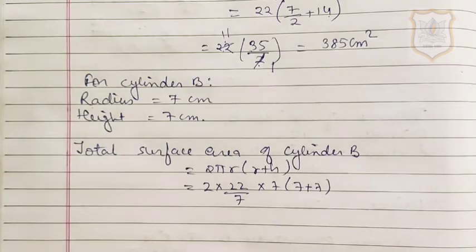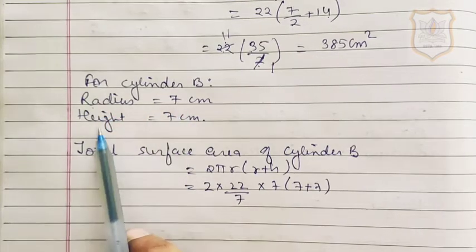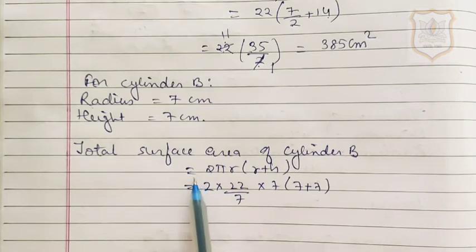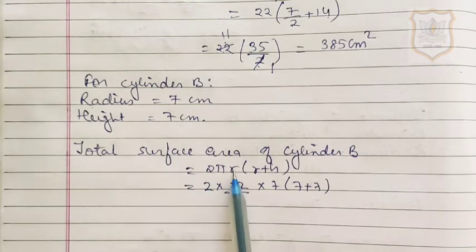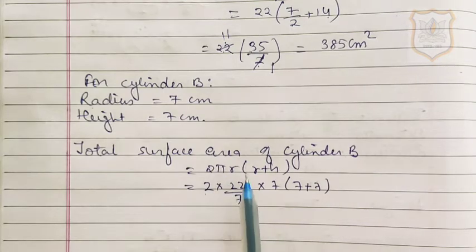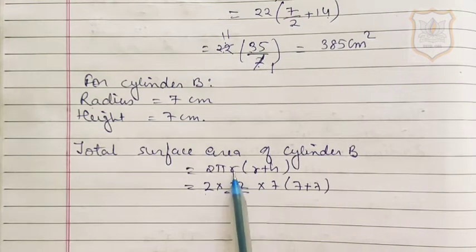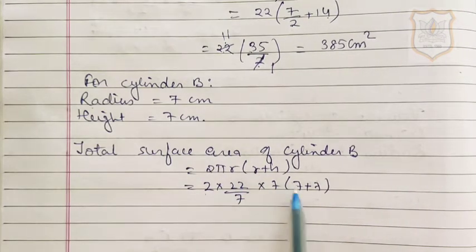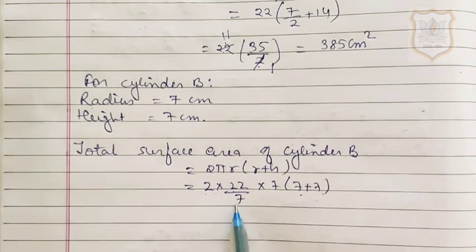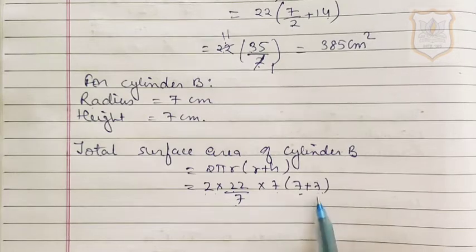Now students, we will find out the total surface area of cylinder B. For cylinder B, radius was 7 centimeter, height 7 centimeter. So total surface area of cylinder B, same formula we will use, 2 pi r in the bracket r plus h. 2 we will write as it is. In the place of pi we will write 22/7. R was 7, and in the bracket also we will write radius 7 and height 7. So 2 into 22/7 into 7 in the bracket 7 plus 7.